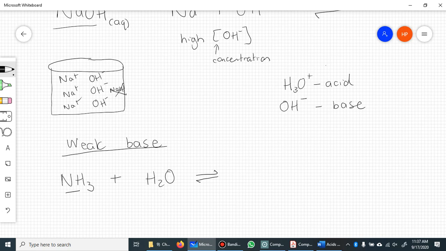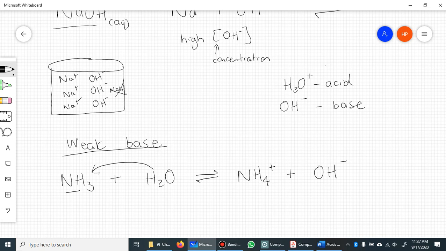So at the moment, it's got two hydrogens and an oxygen. The only way it can turn into OH is if it gives away one of its hydrogens, and it does exactly that. It gives away one of its hydrogens to ammonia, and it actually becomes ammonium. Remember the compound ion ammonium, and then it becomes hydroxide.